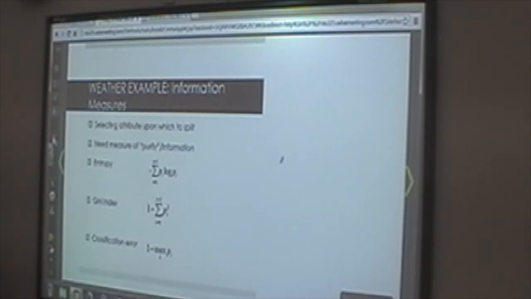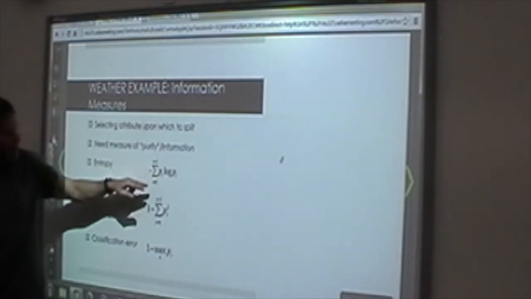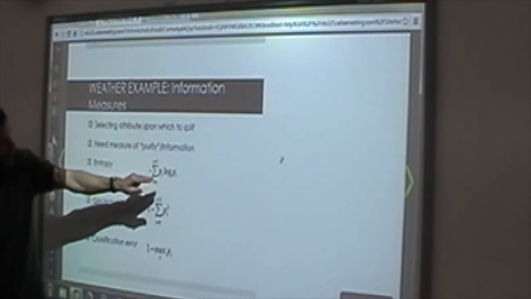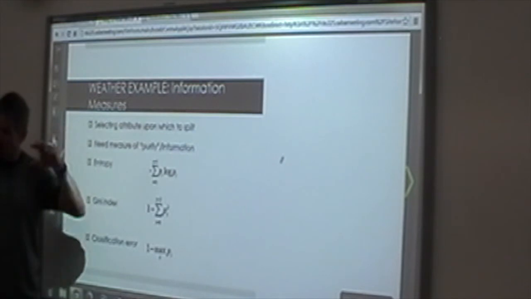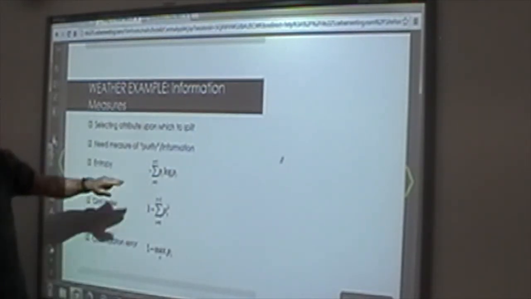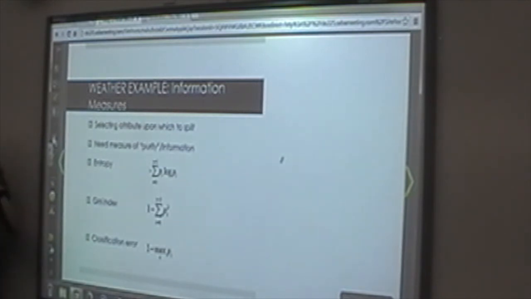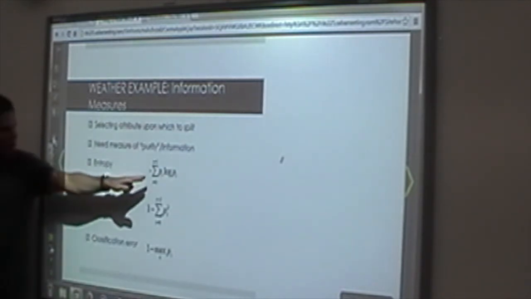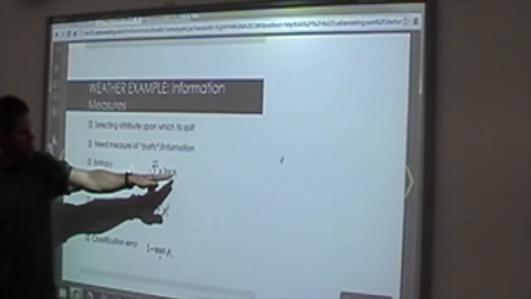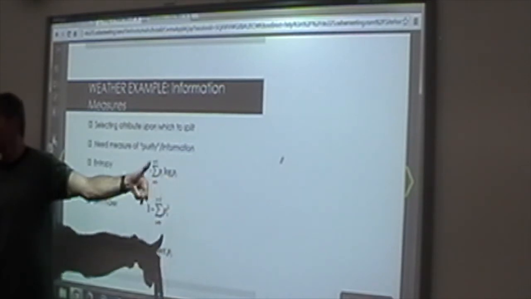So that's a summation from i equals 0 to C minus 1 of p sub i times log p sub i, and then a negative sign out front of that whole sum. That's going to end up a positive number because the log base 2 of the probability is going to be negative.